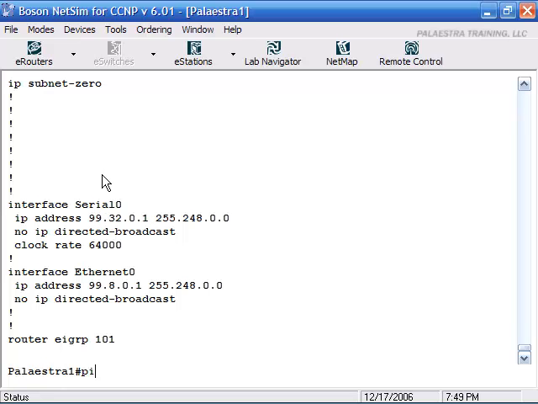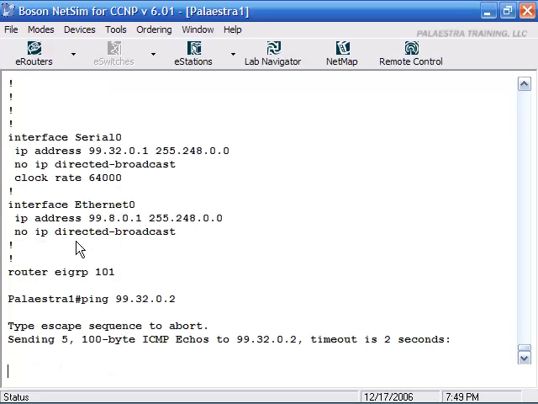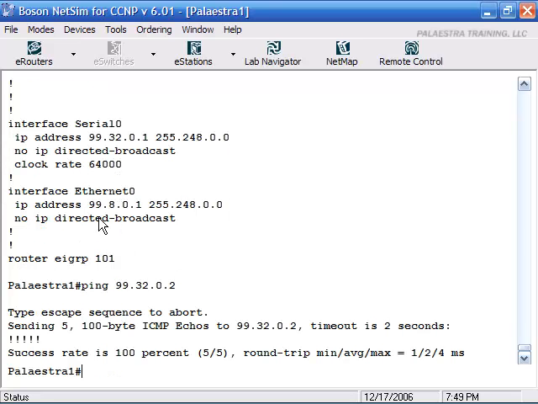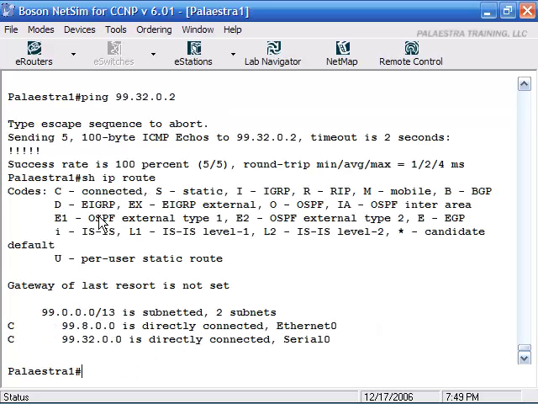Let's see if I can ping the next hop router, ping 99.32.0.2. This is where good documentation would come in handy, making sure I had all the appropriate IP addresses documented, and I was looking at the documentation when I'm troubleshooting this. So I get a ping. Now let's see if EIGRP is populating. Show IP route. It's still not populating. So more than likely now it's a problem with EIGRP.